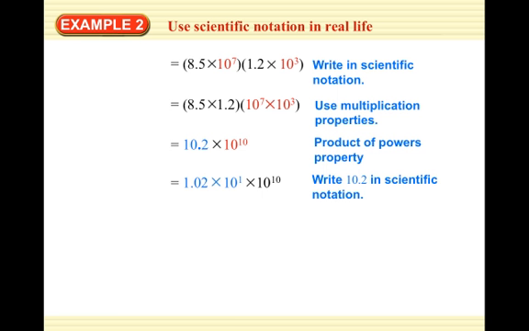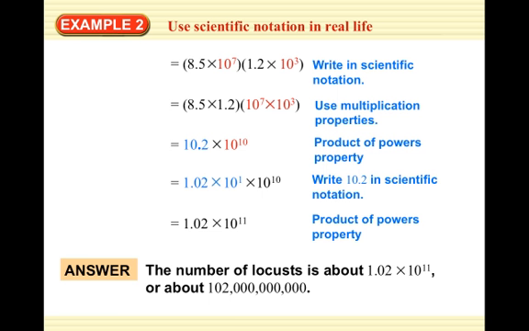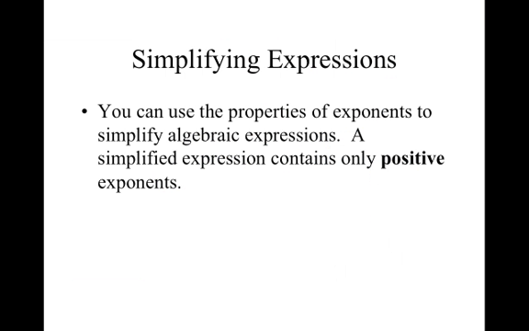So we need to use the product of powers property again, where we've got the same base of 10, so we add the exponents together, and so we'll have 1.02 times 10 to the 11th, and that's our answer in scientific notation. Okay, so the number of locusts is about 1.02 times 10 to the 11th, or 102 billion locusts. That's a lot of locusts there, guys.